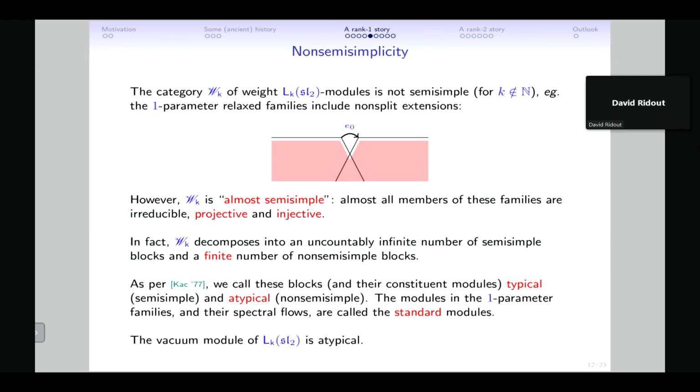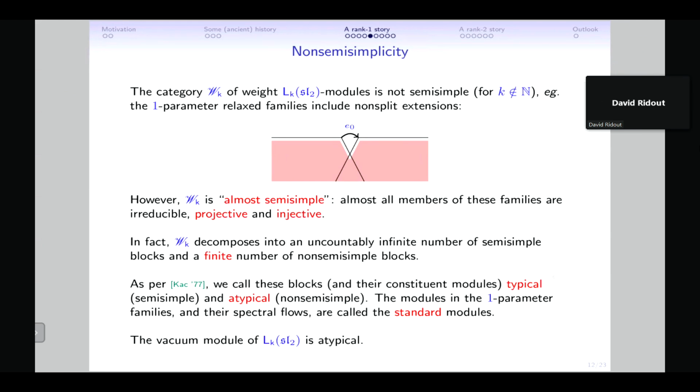So what we end up with is a description of the weight category in terms of its blocks, right? So you decompose a category into blocks. We're going to get an uncountably infinite number of semi-simple blocks, right? And each one of them will have a single irreducible, and that will be projective and injective. So that's basically what happens in rational theories. But the only difficulty comes about because there are also some non-semi-simple blocks where all the fun happens, and it turns out there are only a finite number of those, which is relatively cool. There's only finitely many things that you need to understand.